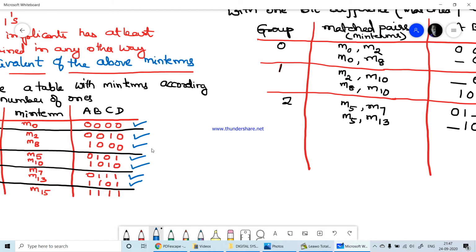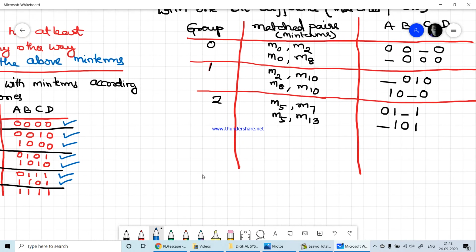Now this tick says that whenever you tick a minterm, that minterm is not an essential prime implicant. At the end, whichever prime implicants you cannot tick will become essential prime implicants. Keep this in mind. Okay, now the next grouping.